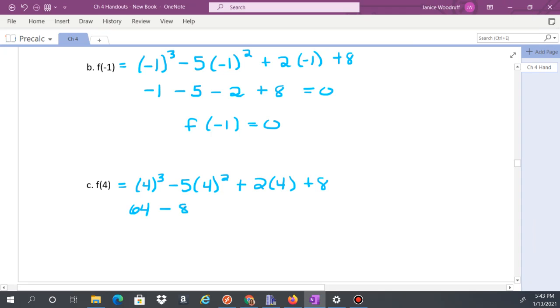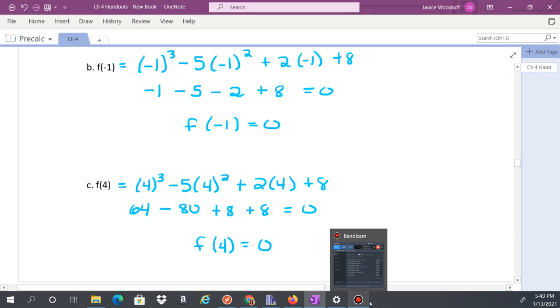Plus 2 times 4, 8 plus 8. 64 minus 80, that's going to give us negative 16. Then we're going to add 8, would be negative 8 plus 8, 0 again. So there, all of our inputs, if we input each of those x-intercepts into the function, then we get an output of 0.